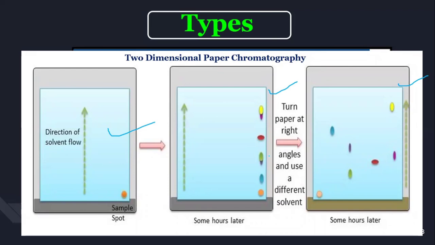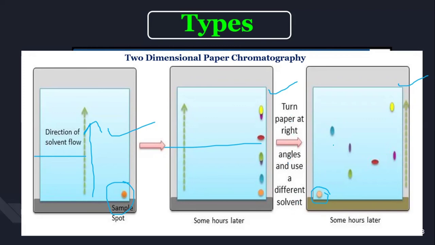So here is your sample spot, which you have applied at the corner on one side, and this is the direction of the solvent flow from bottom to top. This is your first run. After that, this facilitates better separation of the components of the mixture. Then next time you take the sample from the other side, and here the flow rate will be the same. After that you get various spots that you can visualize very easily with the help of a spraying reagent. This is how you turn the paper at a right angle and use a different solvent, and this is how you can do the two dimensional paper chromatography technique very easily. So this is how, by using various types of paper chromatography, you can separate many components.